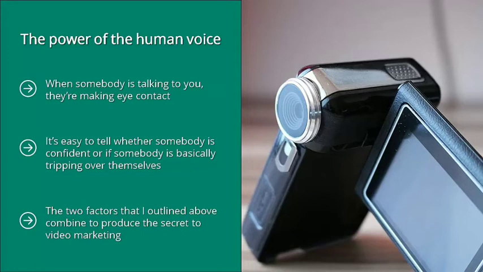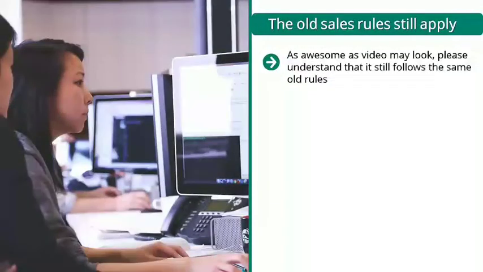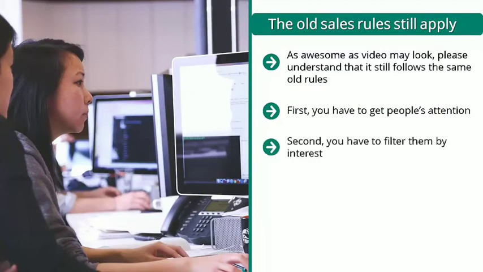What is this secret? It's very simple. Presence. Whether you have some sort of explainer cartoon, or you have a slideshow with a voiceover, or you're presenting a video spokesperson looking directly in the camera, it all goes back to presence. Either the video gets front and center of the viewer so as to trigger the old sales rules, or it doesn't. The old sales rules still apply. As awesome as video may look, please understand that it still follows the same old rules. What are the old rules of salesmanship? They're very basic. First, you have to get people's attention. Second, you have to filter them by interest.